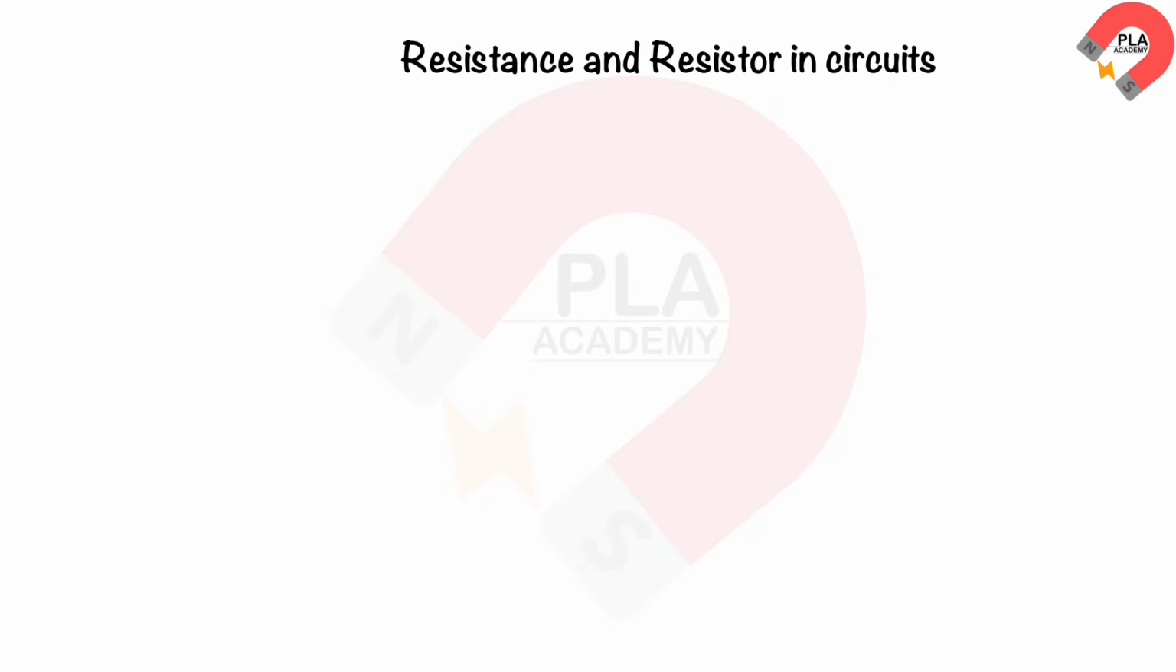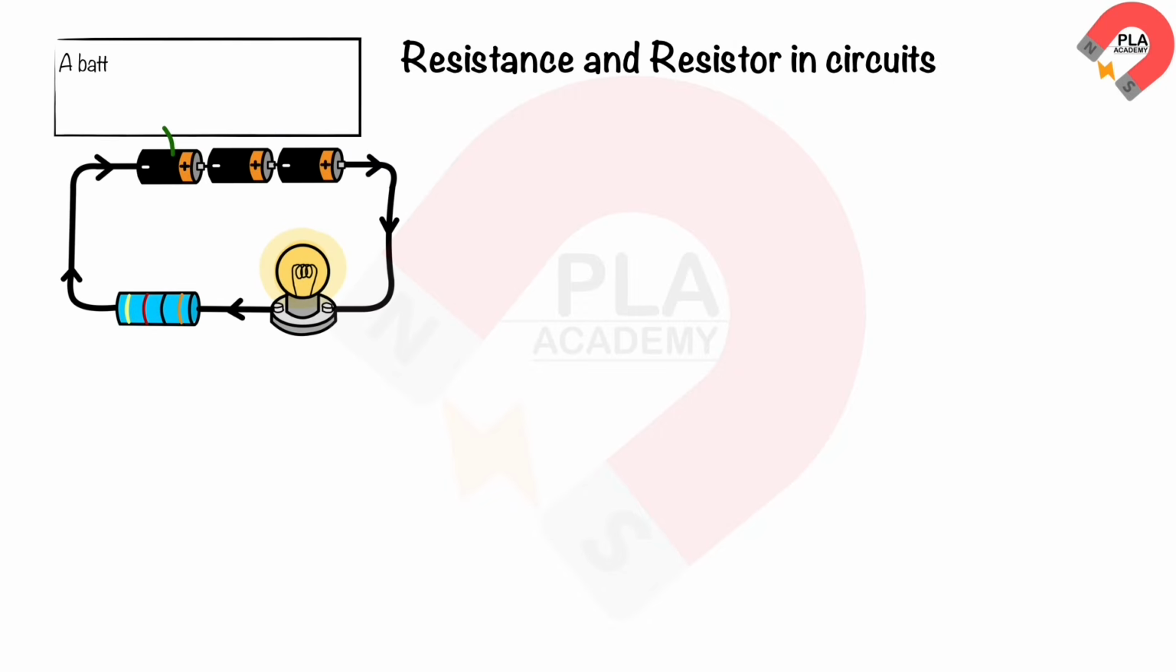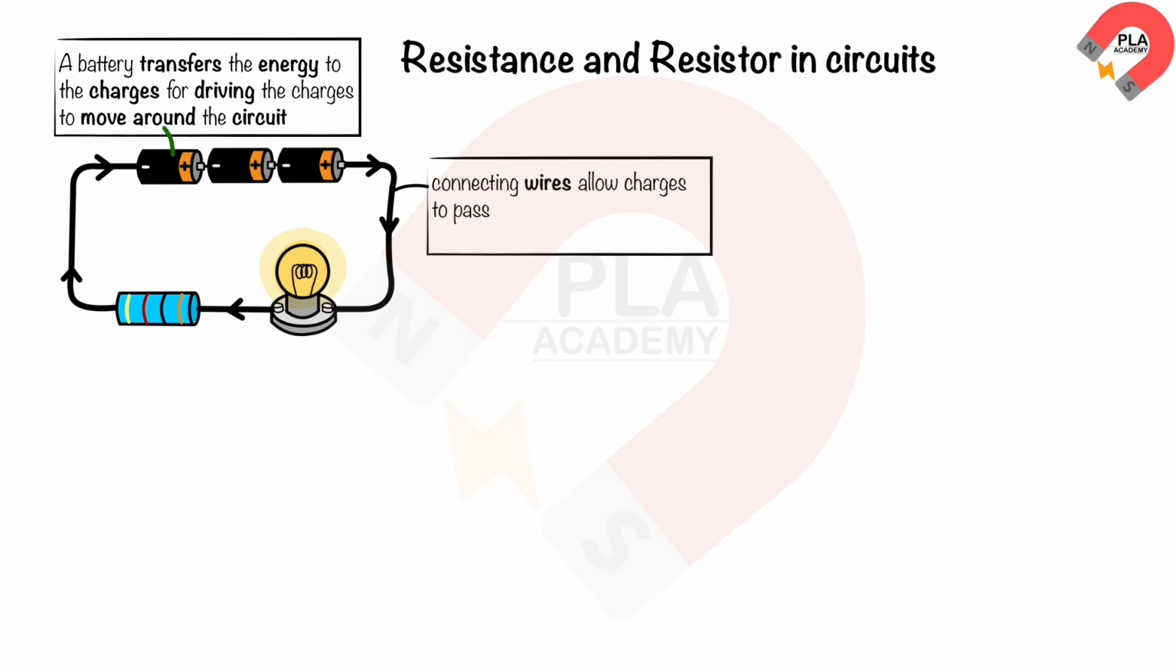Resistance and resistors in the circuit. A battery transfers energy to the charges for driving the charges to move around the circuit. All components in a circuit offer some resistance to the flow of charge. The connecting wires allow charges to pass through very easily, losing very little of their energy. The flow of charge through some components is not so easy, and a large amount of energy may be used to move the charges through them.